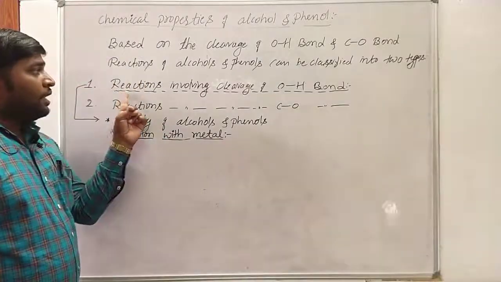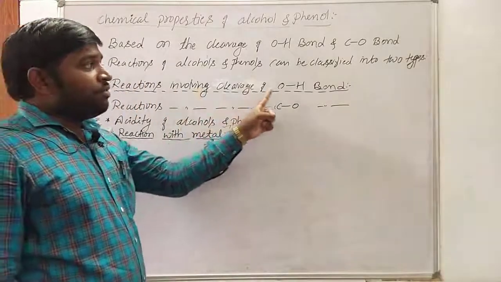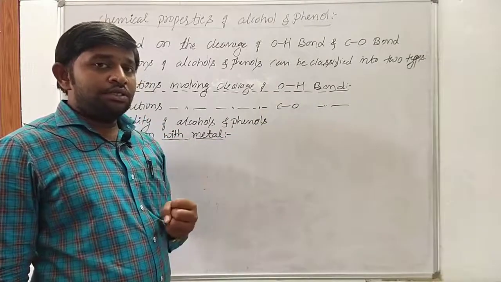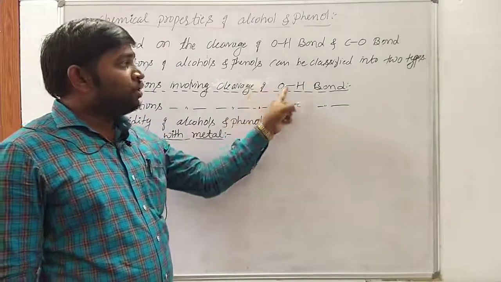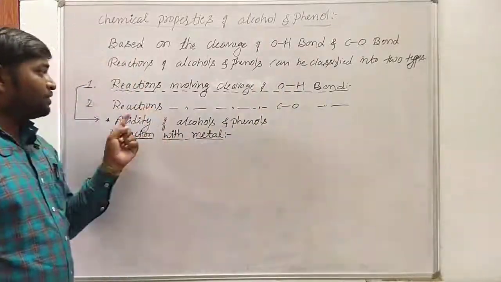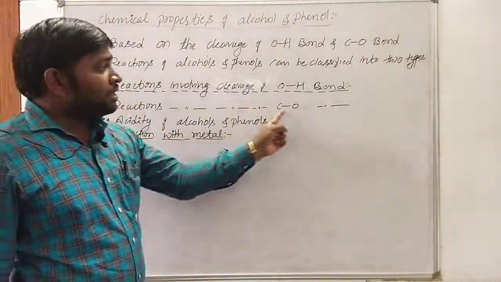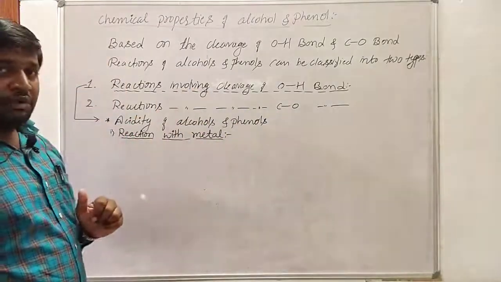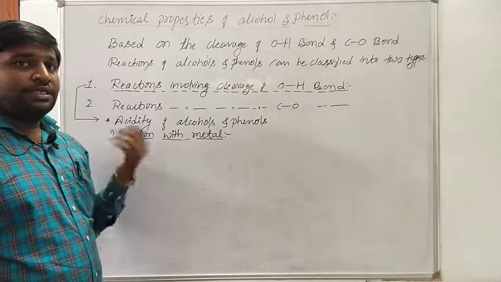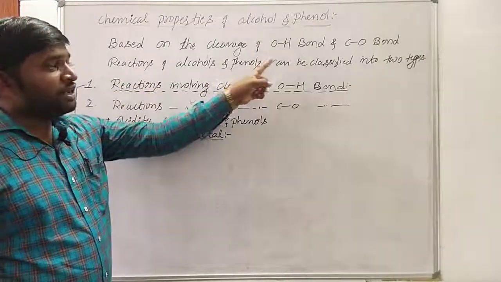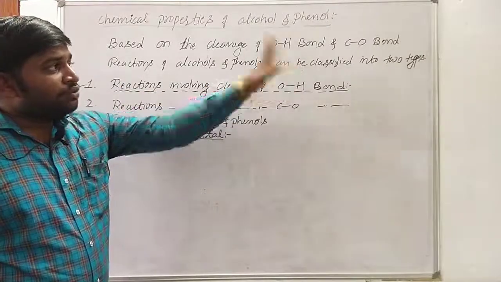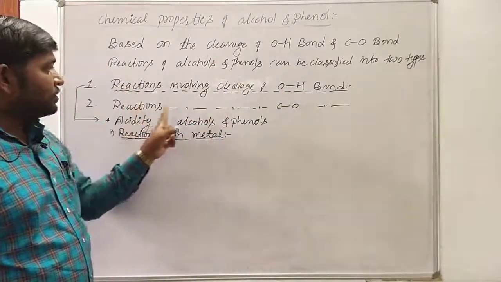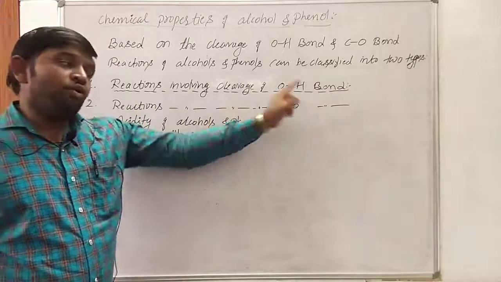One is reactions involving cleavage of the OH bond. Some chemical reactions of alcohols involve the cleavage of the OH bond, and some involve the cleavage of the CO bond. So here two types of bond cleavage can be seen. On that basis, the reactions of alcohols and phenols are classified into two types: reactions involving cleavage of the OH bond, and reactions involving cleavage of the CO bond.